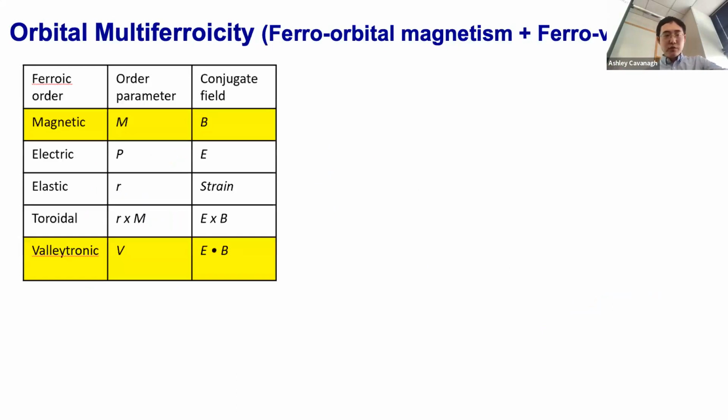Okay, so let's zoom out a little bit from the phenomena and think about what this means. I was trying to tell you there is a valley order, and the field that is conjugate to the Ferro-Valley order is E dot B. So this compares with the more conventional ferroic orders we have been familiar with: ferromagnetic, ferroelectric, ferroelastic, and ferrotoroidicity. This is a new ferroic order where the valley, or which part of the Brillouin zone the electron occupies, is an order parameter. And the conjugate field is somewhat similar to ferrotoroidicity, where it's E cross B, while what we have is E dot B, okay?